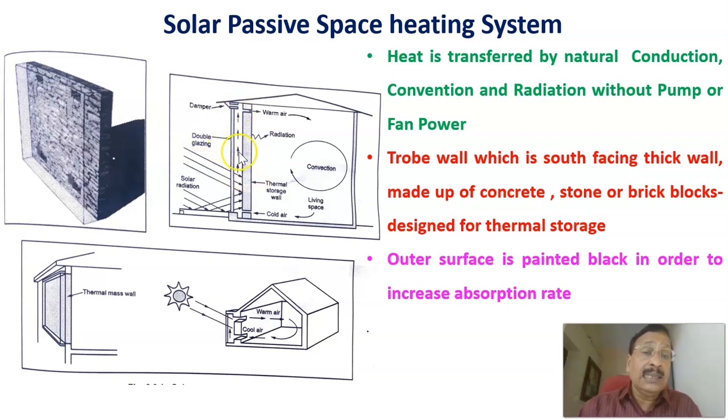That heats this area between the glass, the glazing, and the Trombe wall, which is a block painted black in order to increase the absorption rate. The solar radiation is reaching here. We'll see the continuation of this in the next slide.